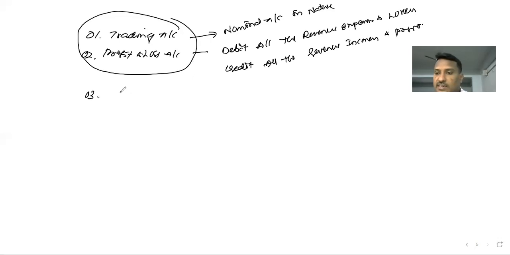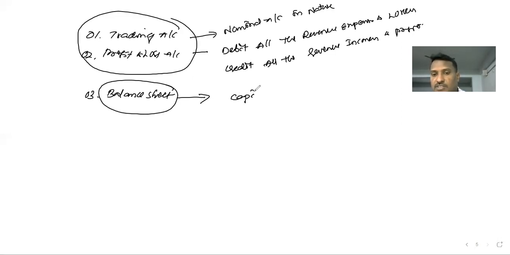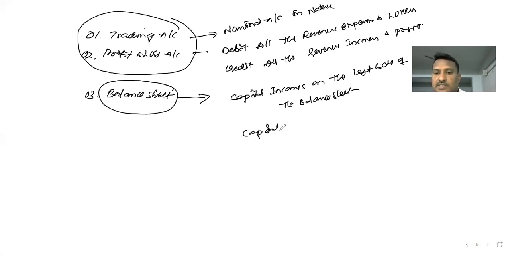And one more statement, now part of the final accounts, is the balance sheet. The balance sheet records capital incomes on the left side of the statement, and capital expenses on the right side of the balance sheet.